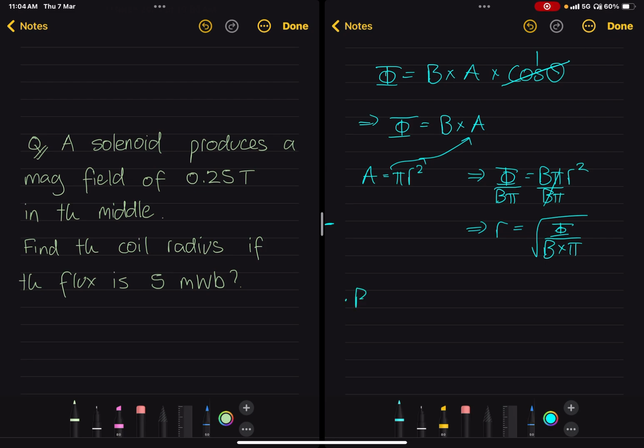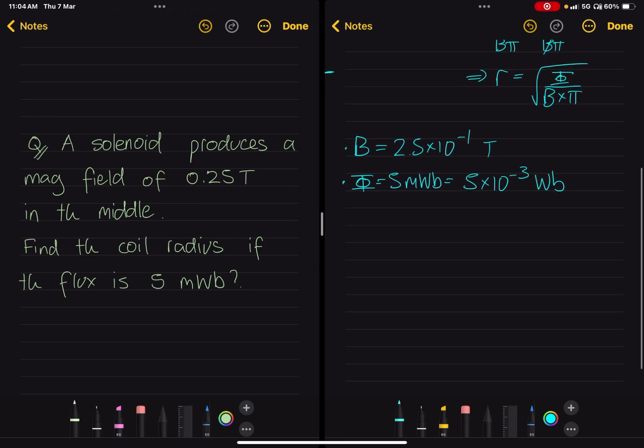So we know that the field B is 0.25 Teslas. So this is 2.5 times 10 to the minus 1 Teslas. We know that the flux is 5 milliwebers. This is 5 times 10 to the minus 3 webers. So now we're just going to plug these in.